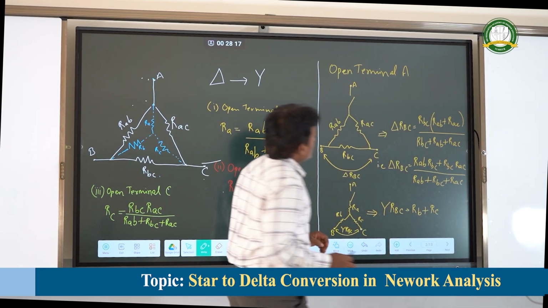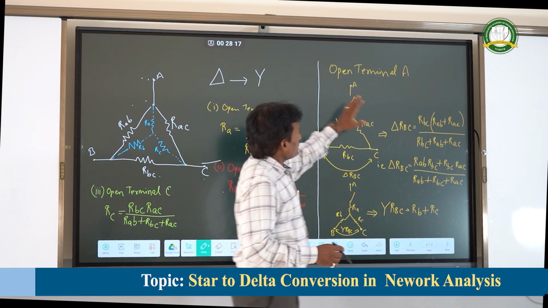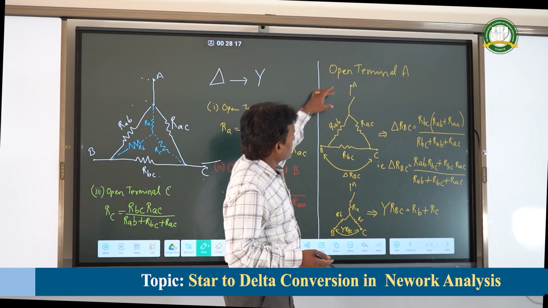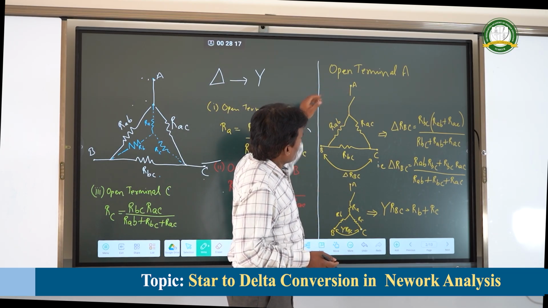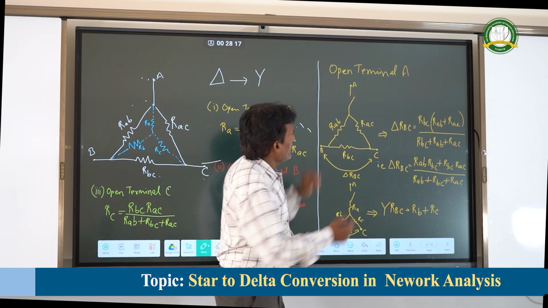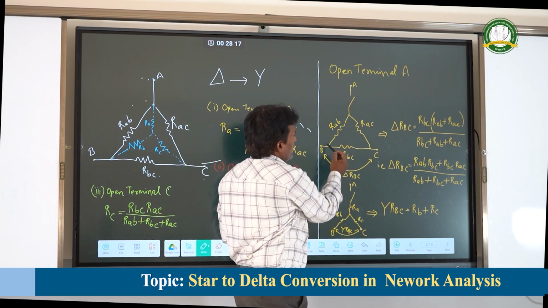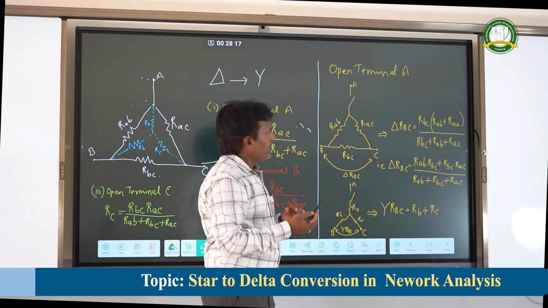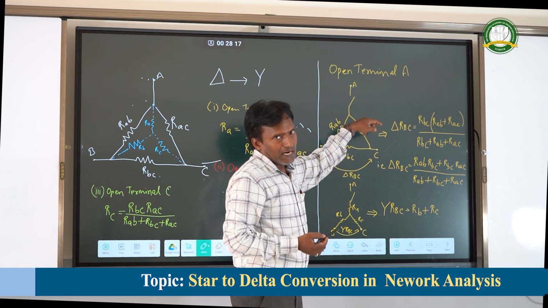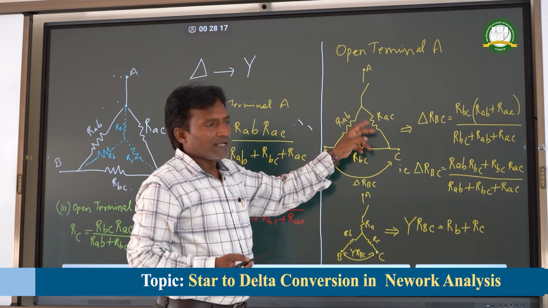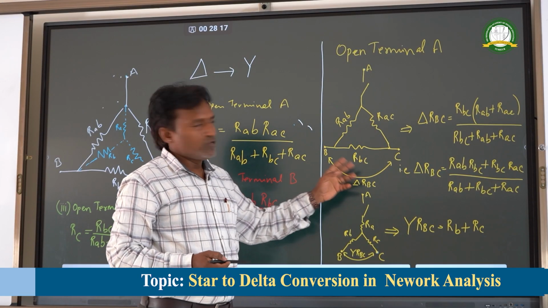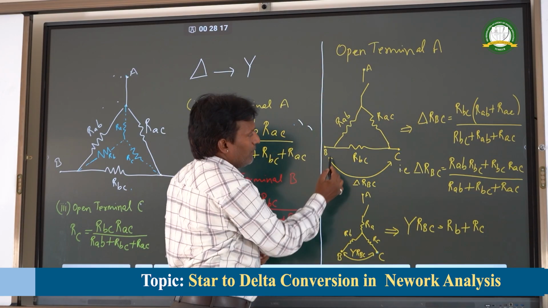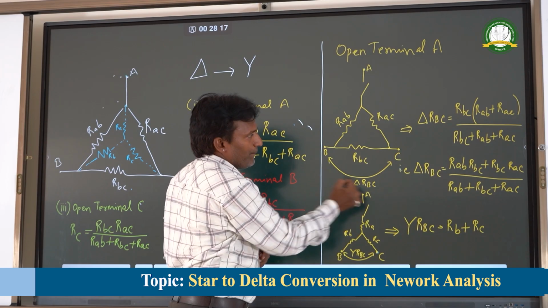I have opened the terminal A. So what happens on opening terminal A of both delta and star? I have opened the terminal of delta here, so the current will not pass here. Whatever current flows in RAB will flow through RAC. Hence RAB comes in series with RAC, and these two elements come in parallel with RBC. So I can solve for delta RBC, the effective resistance across BC.